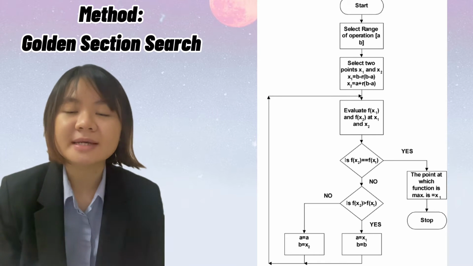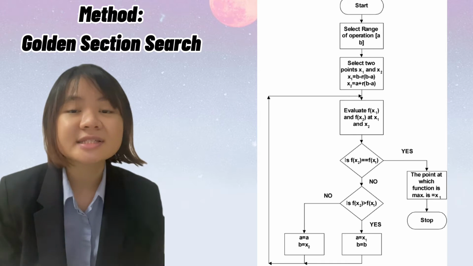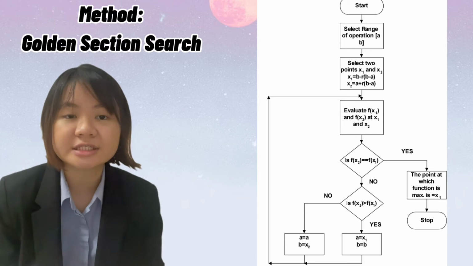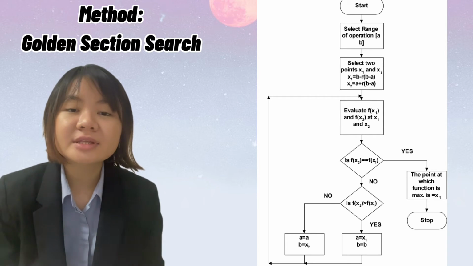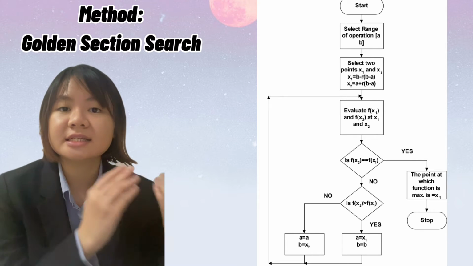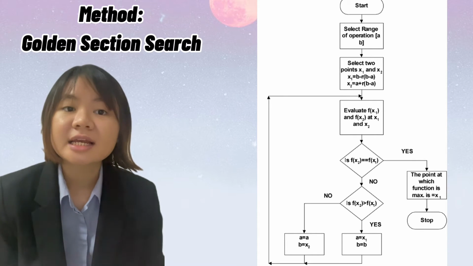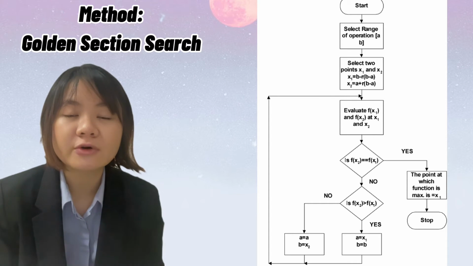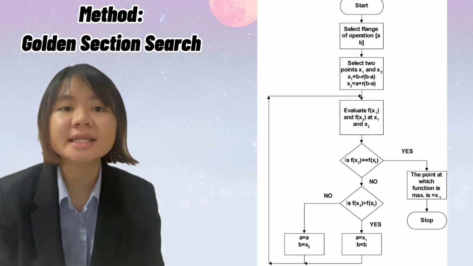Firstly, we need to specify the function that we need to minimize. Then set the initial values x1 and x2 and also the golden ratio and the tolerance. Next, compute the S values by using the formula as stated in this flowchart. Later on, we will evaluate the values of power for both S values, S1 and S2.